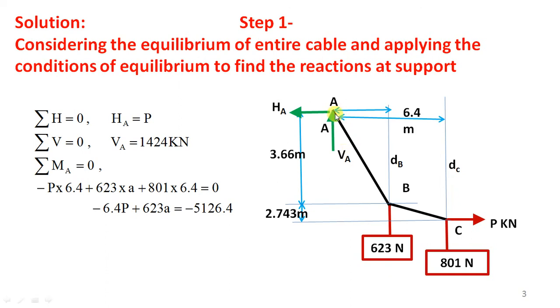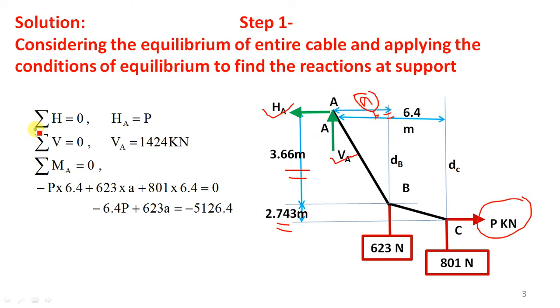So this is the free body diagram of the entire cable, where I have replaced the support by two reactions. One is horizontal, HA, and one is vertical at joint A, that is VA. This is your A, and this is your B, which is given as 6.4. The distance between A and B is 3.66, B to C is 2.743. We have to find out P and we have to find out this A.